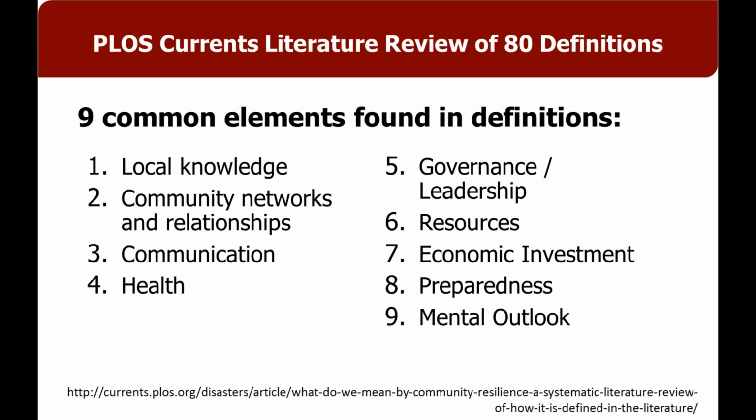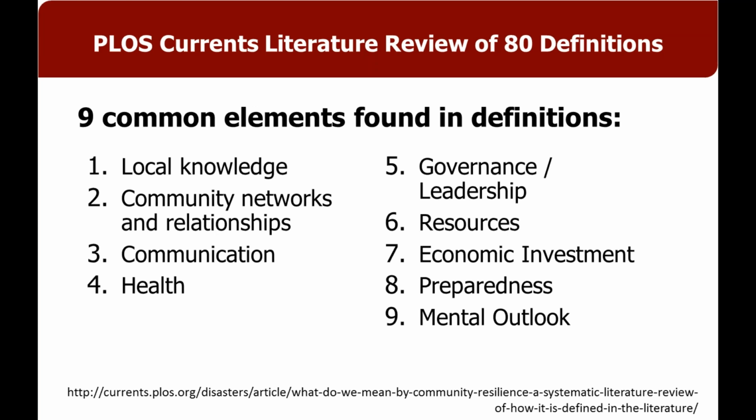What they did find when they reviewed those 80 definitions was that there were some common elements. They found 9 things in common. They found that it's important for a community to have local knowledge. So they need to understand the community's existing vulnerabilities, and they say that if you address your vulnerabilities prior to any sort of disaster or incident, it will build resilience within your community.